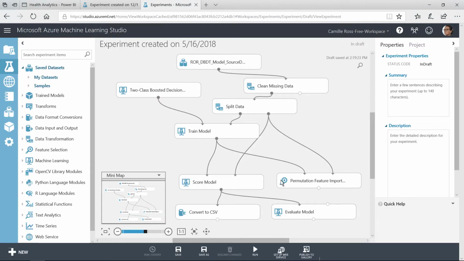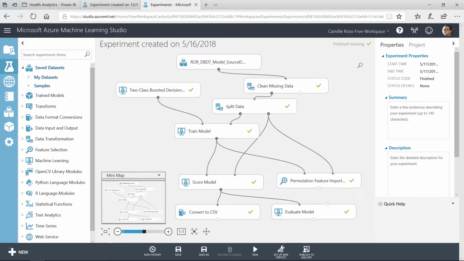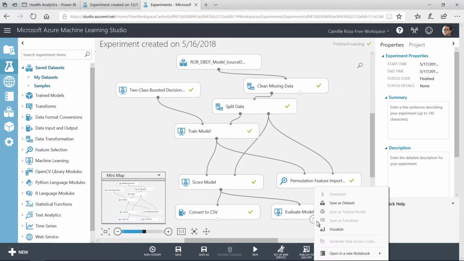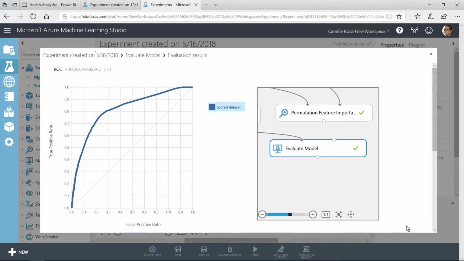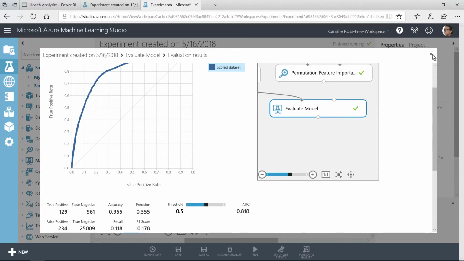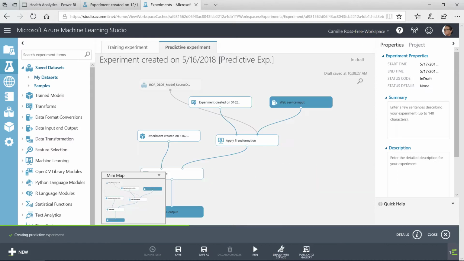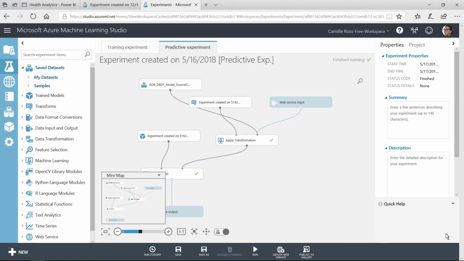The experiment opens in Microsoft Azure Machine Learning Studio, where she can iterate on the model design until she has usable results. When she visualizes the results, Camille can see that this model has high accuracy. To use the trained model to score new data, she sets up the experiment as a predictive web service. Once the model is ready, she deploys it as a web service so she can start sending it data.